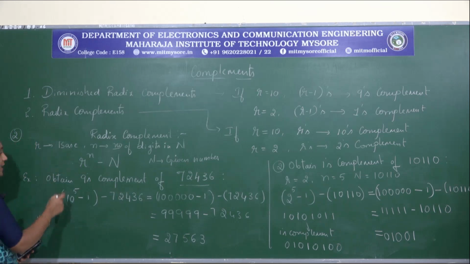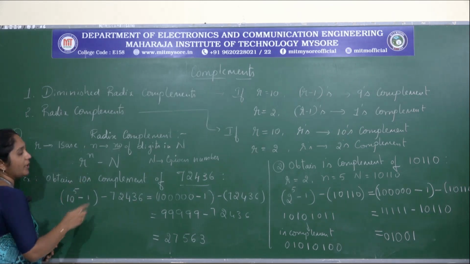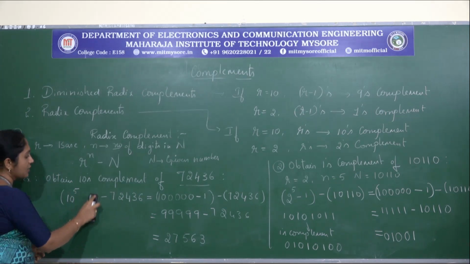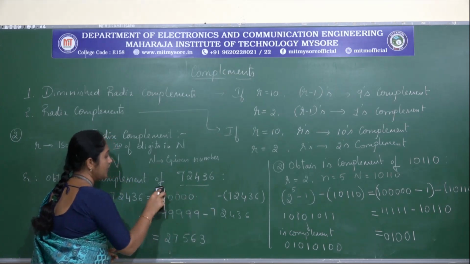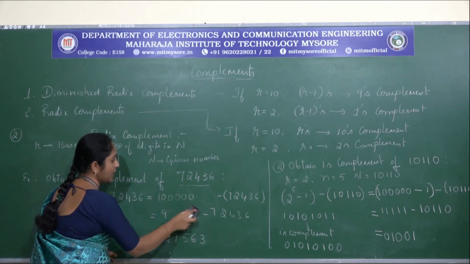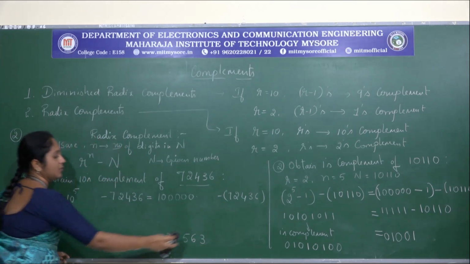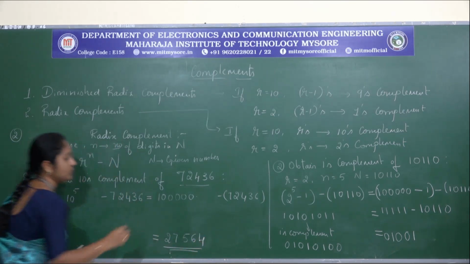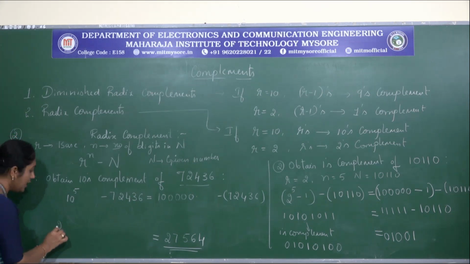Okay. Yes, see here, radix complement. Let me change the question itself: obtain the 10's complement of 72,436. As I said, the minus 1 will not be there, you need not subtract 1 from this. For the same sequence, if I consider, it's 27,564. What was the previous answer?